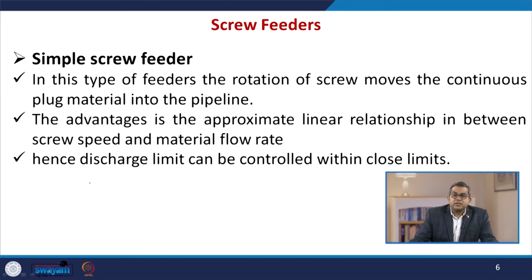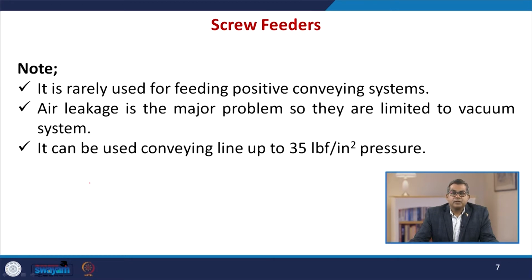Now, let us talk about the simple screw feeder. In this type of feeder, the rotation of the screw moves the continuous plug of material into the pipeline. The advantage is the approximately linear relationship between screw speed and material flow rate. Therefore, the discharge rate can be controlled within close limits. Now, it is rarely used for feeding positive conveying systems.